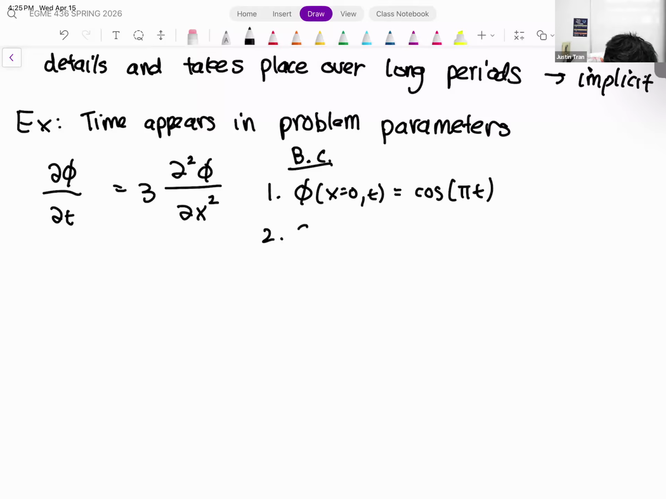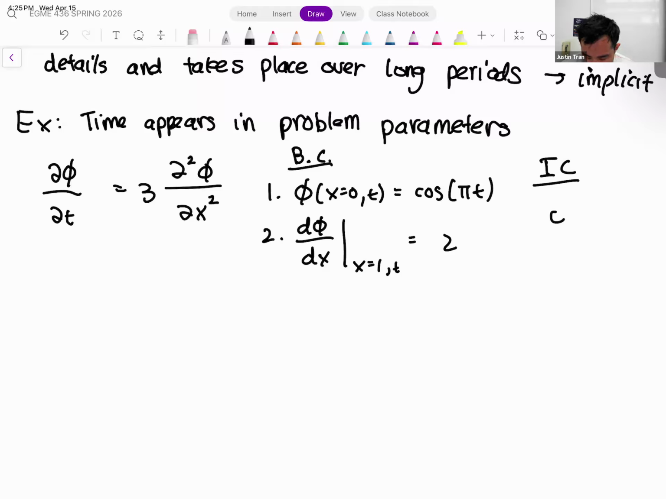And then the second boundary condition will actually stay the same. We have d phi dx at x equal to 1, for all times t, equal to 2. And then just like before, we have our initial condition. We're going to assume that we start with a 0 initial condition.